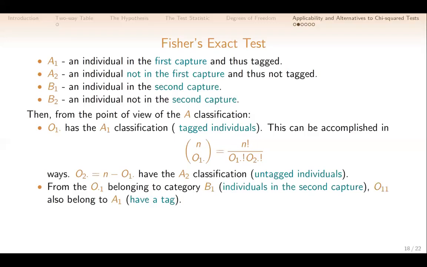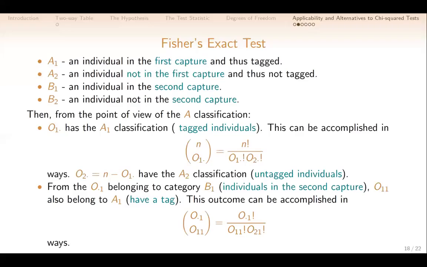Okay, so now from the O.1 category that belongs to B1, that is individuals in the second capture, of those, O11 also belong to A1, have a tag. So you look at the second capture, how many are in there is O.1, and then you ask yourself, how many belong to the first capture, have a tag? And again, that's going to be a binomial coefficient, O.1, which is the number in the second capture, choose the number that have a tag, and I'll write down that binomial coefficient with factorials, right? Because we know that O11 plus O21 is O.1.